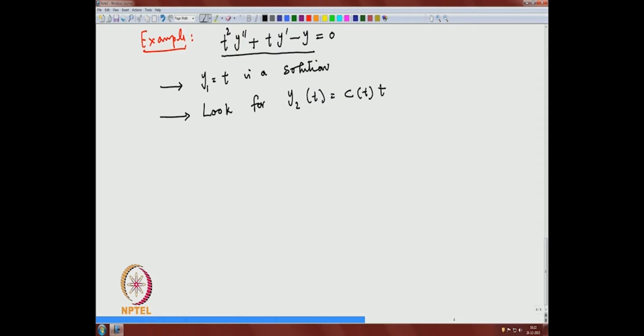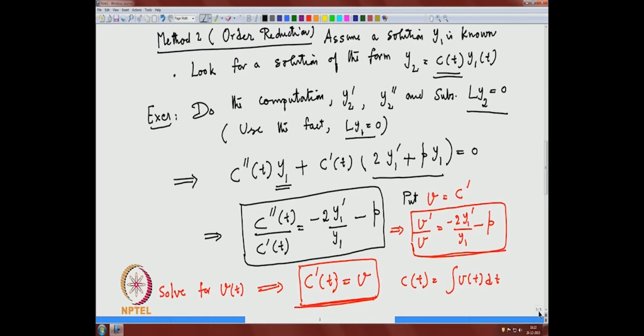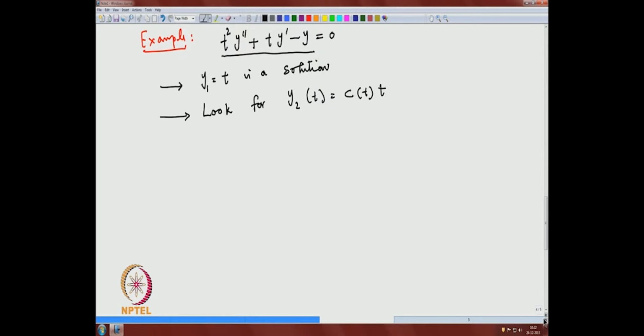So how do you do that? One more point I want to make here. We have determined solutions y 1 and y 2. You can actually show that y 1 and y 2 are independent solutions. You can compute the Wronskian of y 1 and y 2 and see that the Wronskian is not 0, and so prove that the solutions are independent. You can do that as an exercise.